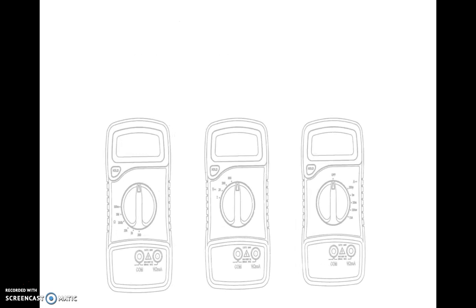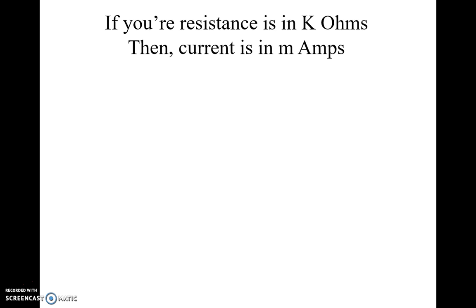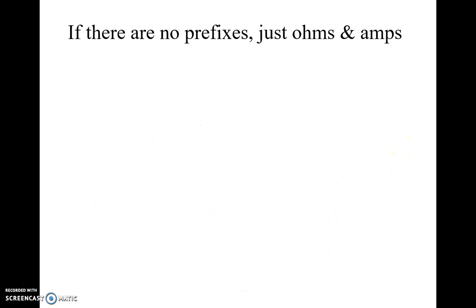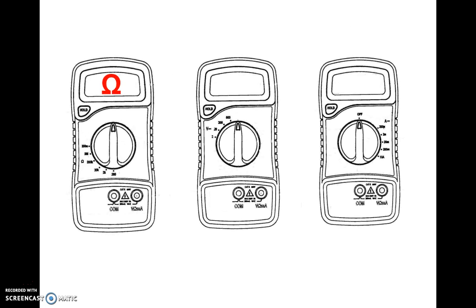Here's why we are learning about that. If your resistance is in k ohms, then your current is going to be in milliamps. So if you have kilo ohms, you're going to have milliamps, or if you have milliamps, you're going to have kilo ohms. Basically, they're paired. So anytime you're measuring in a circuit and you figure out you're up in the thousands of ohms, or in kilo ohms, that means when you are solving for or measuring your amps, it's going to be in milliamps. So they're always paired together. If there are no prefixes like kilo or milli, then you just use ohms and amps. Let's say you're measuring resistance and it's just in regular ohms, like 100 ohms, then your amps are just going to be in regular amps.